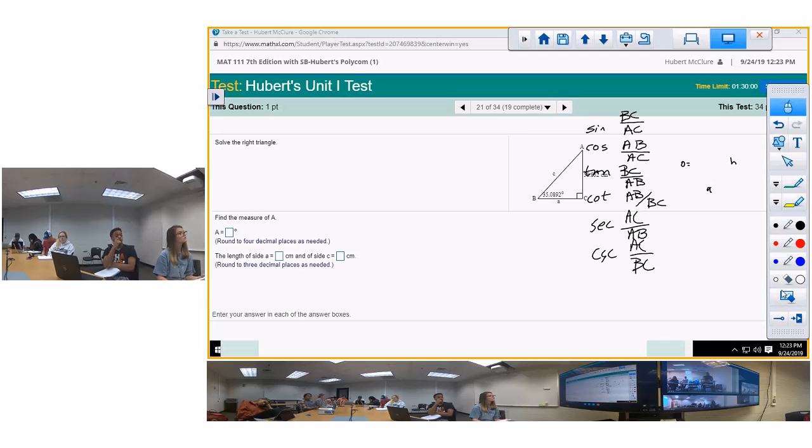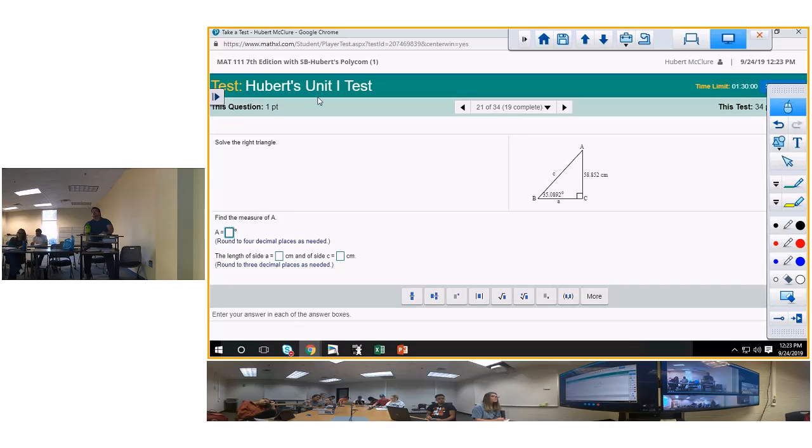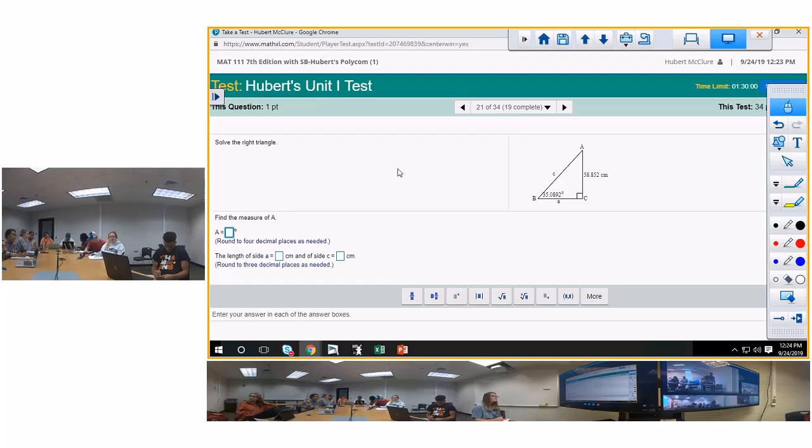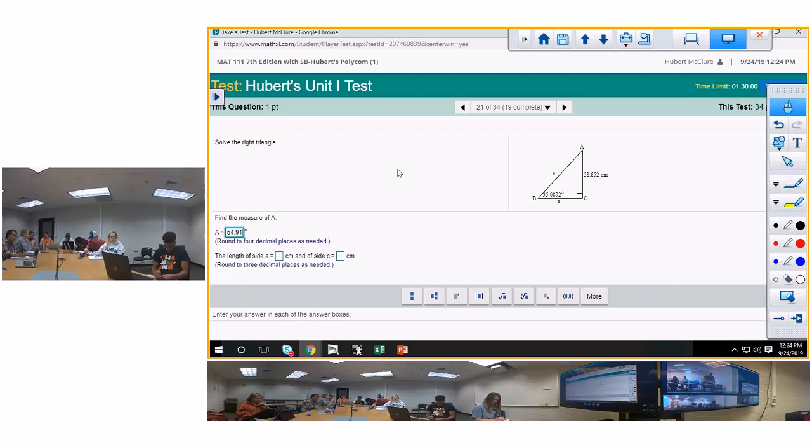Okay, here's one of your 9.4 questions. It says find side A, or angle A. Now somebody take 35.0892 away from 90 degrees. It's going to be 54.92. 54.9198. Thank you.